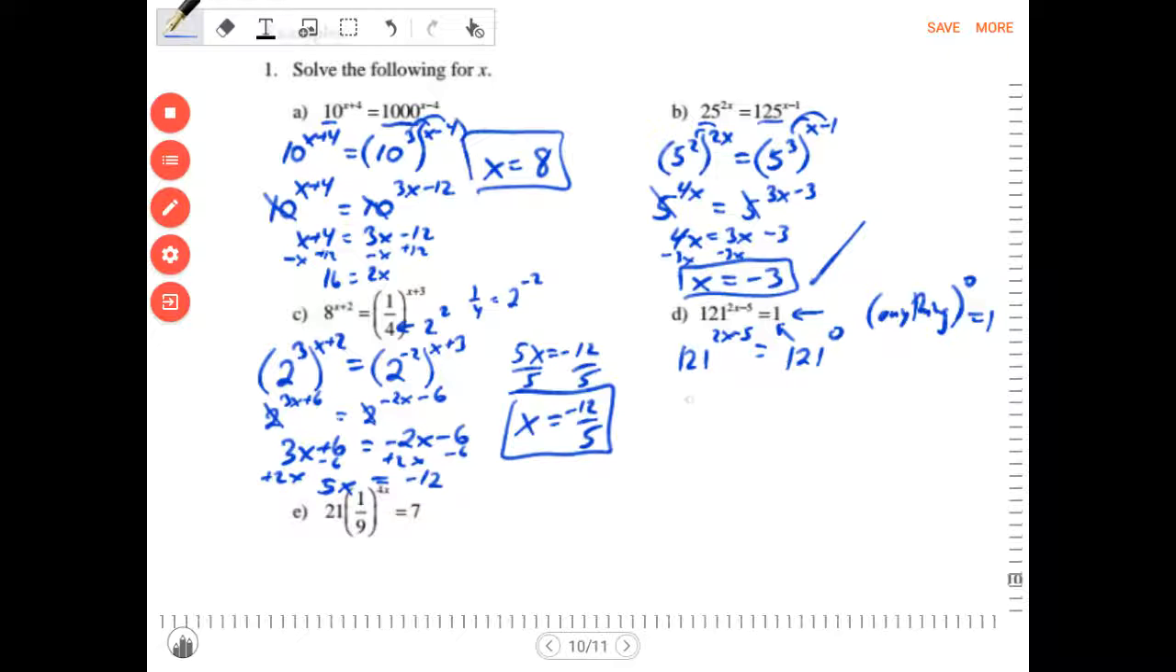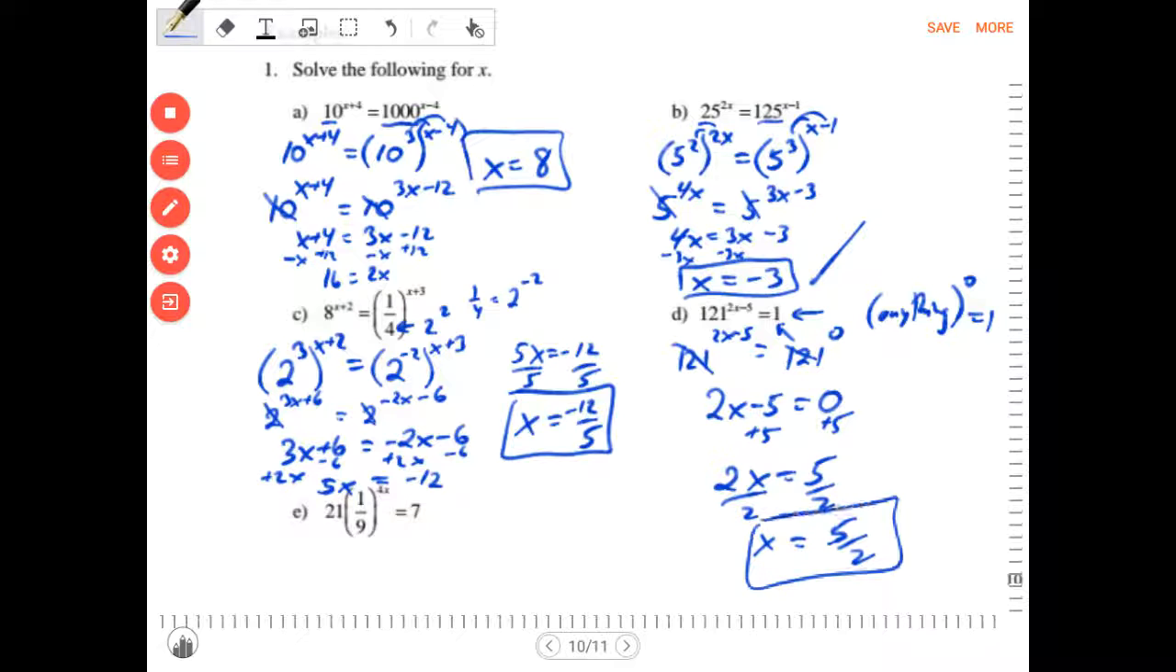Awesome. So now the bases are the same, so we can cross those off, and you end up with 2x minus 5 equals 0. So plus 5, so 2x equals 5, divide by 2, and x equals 5 halves. Awesome. So that's that one.